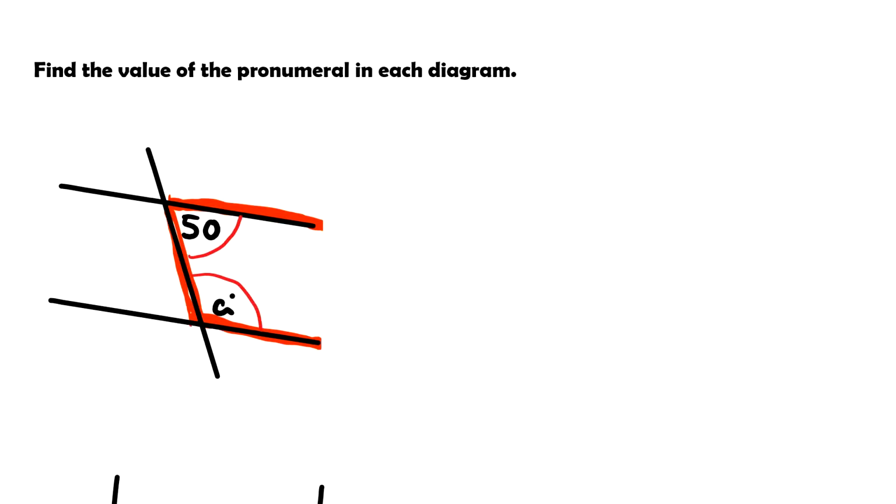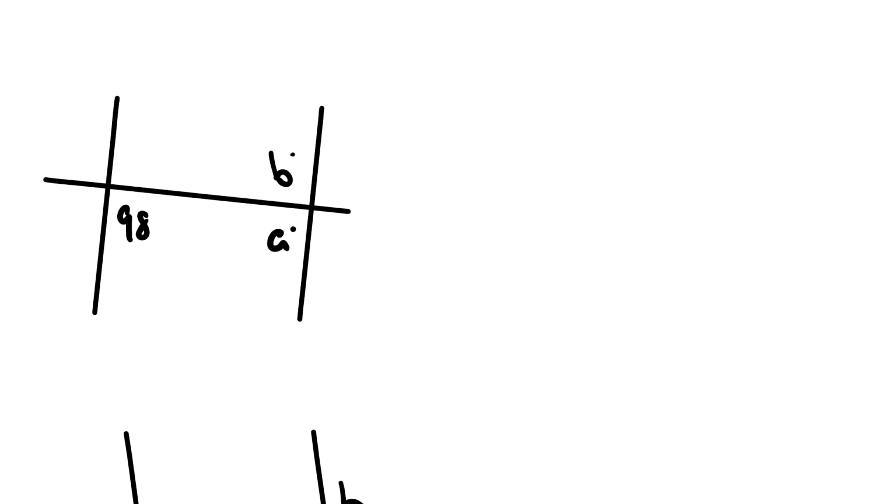Remember, with co-interiors, they're not equal. They add up to 180. So A is going to be 180, take away the angle that we know, which is 50. So 180 take away 50 is 130. My reasoning for this is because it's co-interior, so I'll put that in brackets next to it. Like that, okay?